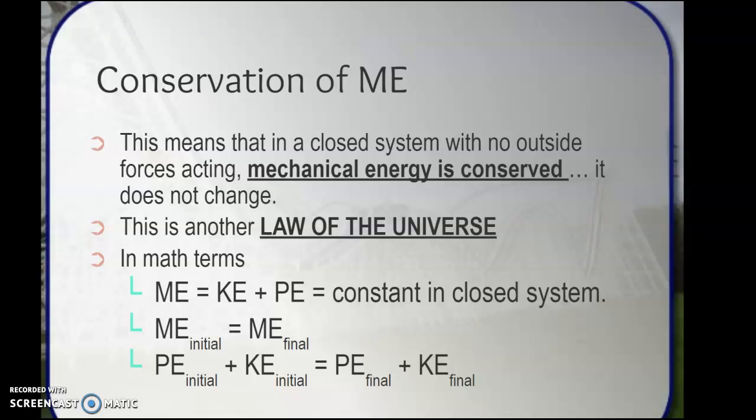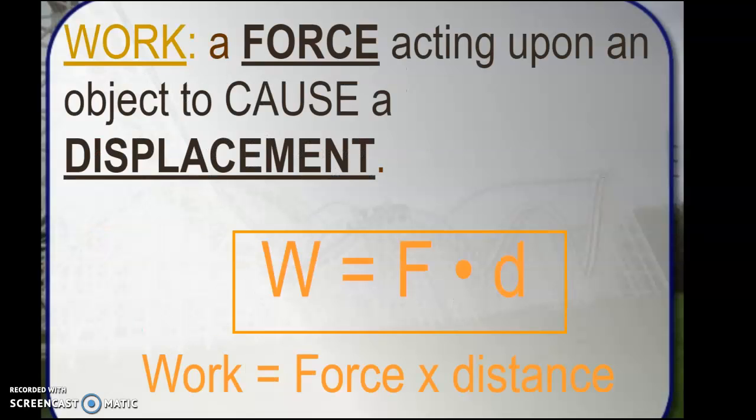In math terms, your mechanical energy is equal to your kinetic energy plus your potential energy. And again, this is all within a closed system. So your mechanical energy initial is equal to your mechanical energy final, or your potential energy initial plus your kinetic energy initial is equal to your potential energy final plus your kinetic energy final.